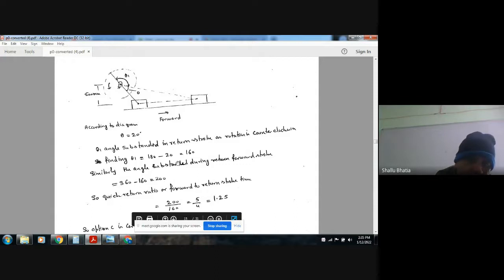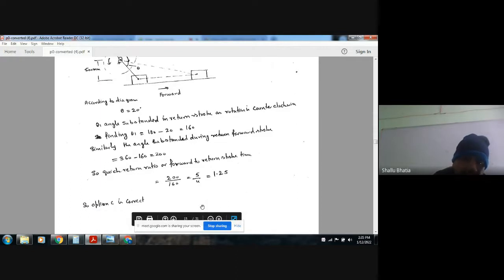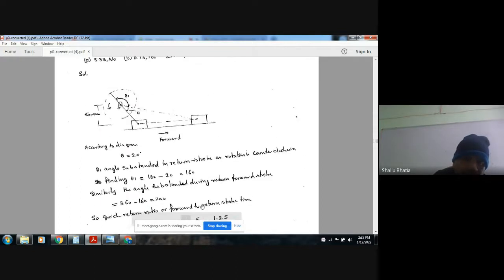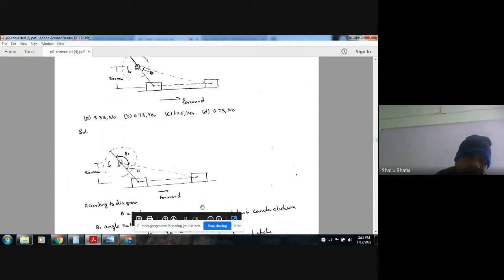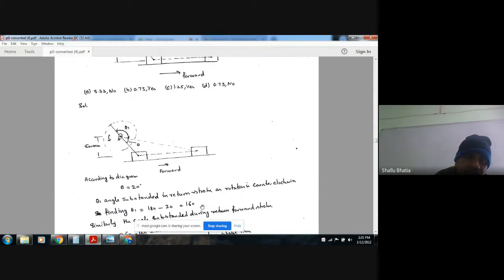So the quick return ratio will be this angle, that is 200, divided by this angle. So this is 200 by 160, which will be 5 by 4. So the answer is 1.25. So option C is correct. It can be used as a quick return mechanism, and the quick return ratio is here 1.25.